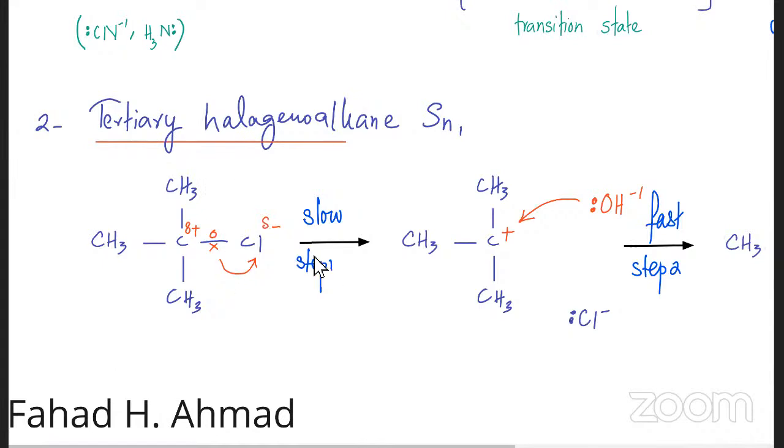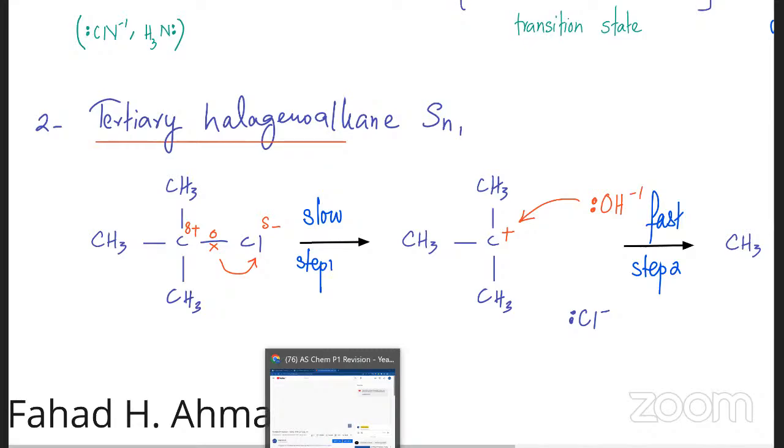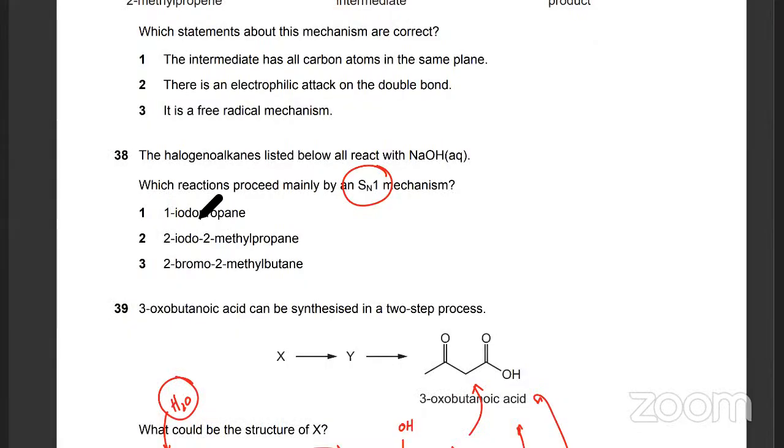The Cl breaks off first, and then the OH ion comes in. So we're looking for a tertiary halogenoalkane. The first one is definitely not tertiary. It's propane, and the iodine is on the first carbon, so that is a primary halogenoalkane. The other two look like tertiary halogenoalkanes.